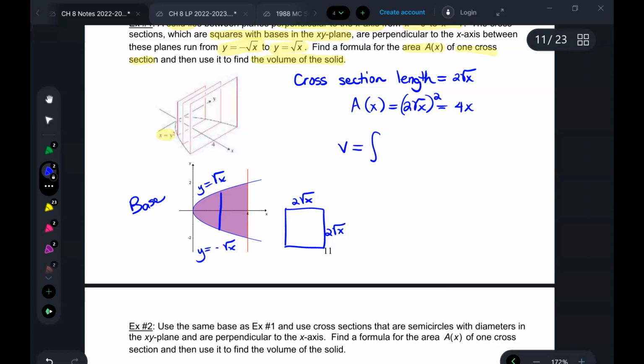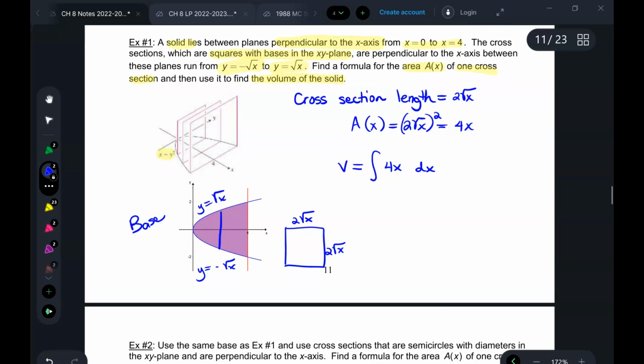So we want to integrate what? 4x, the area, dx. And what are the limits? Good. Okay, so what do we get? 4x squared over 2, evaluated from 0 to 4. What do we get? 32.